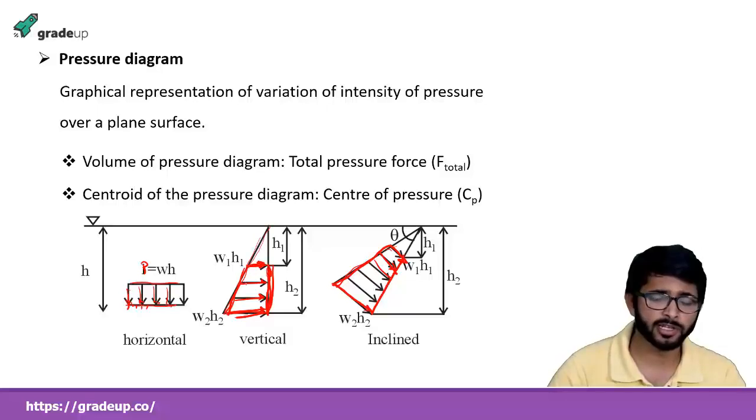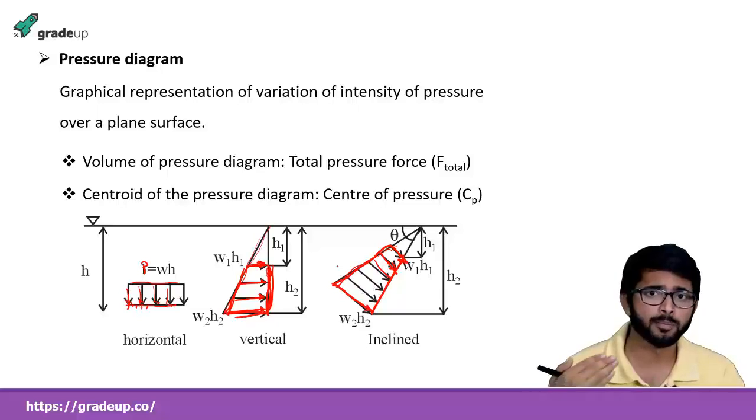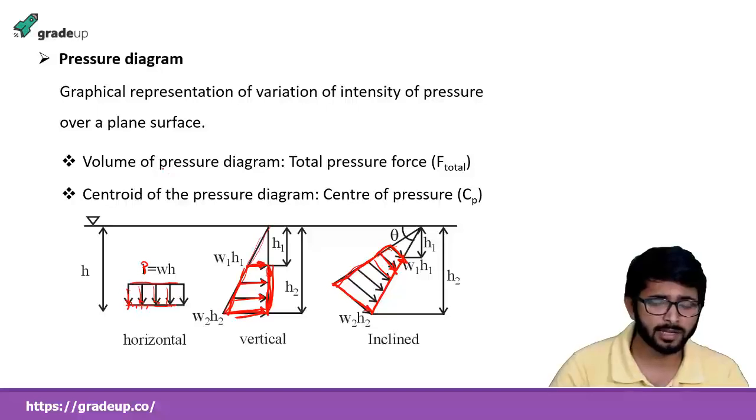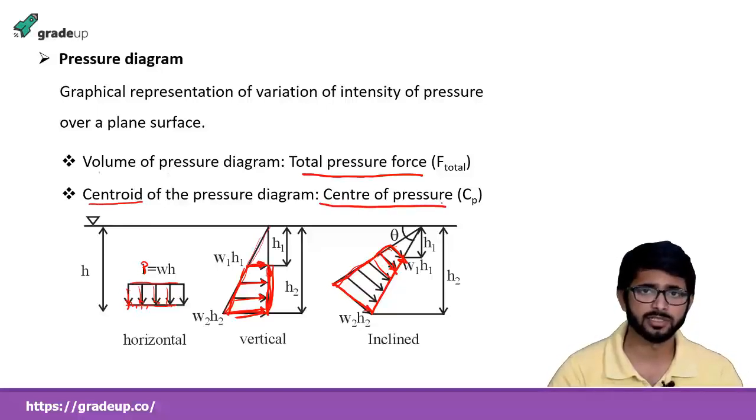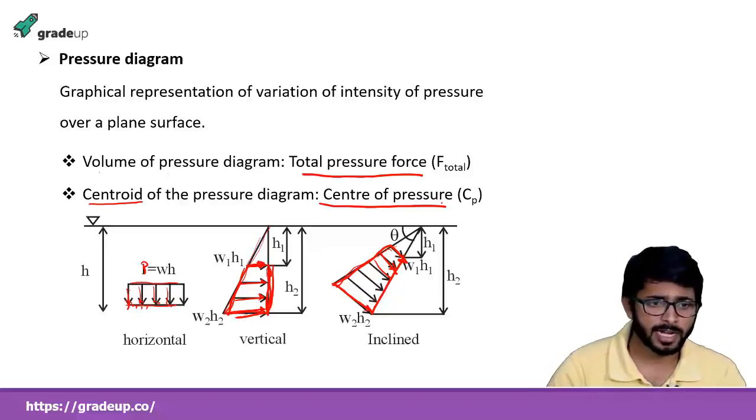So for a horizontal surface, the pressure diagram is a rectangle, and for inclined and vertical surfaces, the pressure diagram is trapezoidal. Okay. So if we have some width of the plate into the paper, this trapezoid will become a trapezoidal prism. So if we find the volume of the pressure diagram, we can find the total pressure force. The centroid of this pressure diagram is the center of pressure.